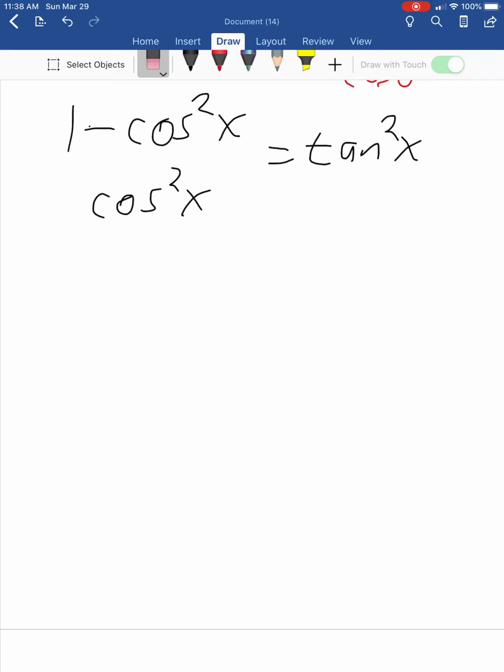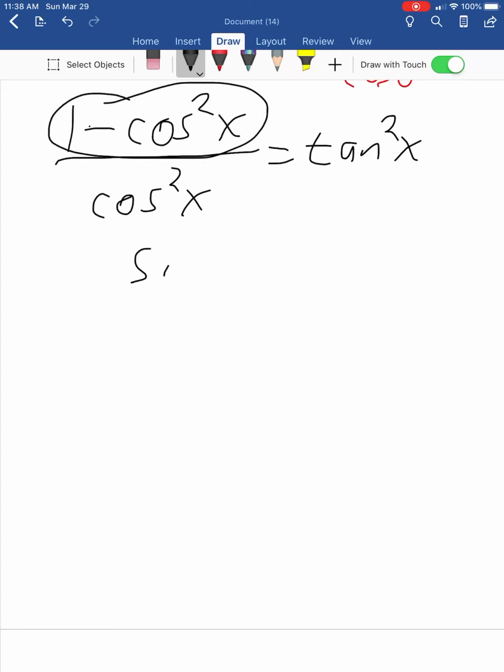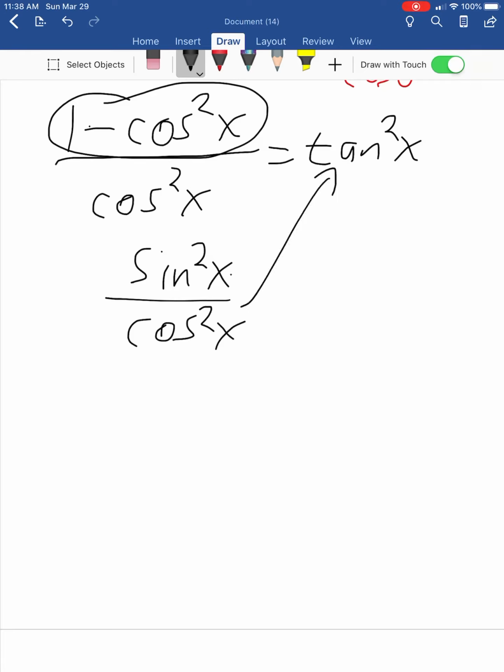Well, first thing I notice, right there, there's a trig identity. I can change that to sine squared over cosine squared. And I'm done, right? Because sine over cosine is tangent. So that one was pretty simple. Okay, so not much going on with that one.